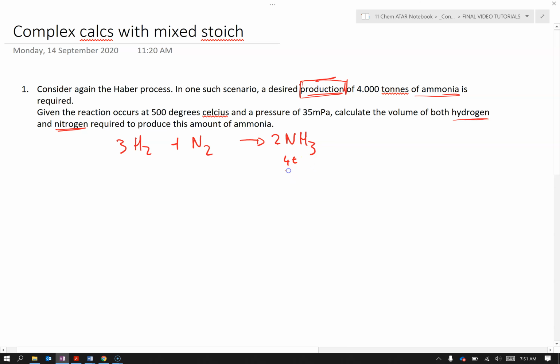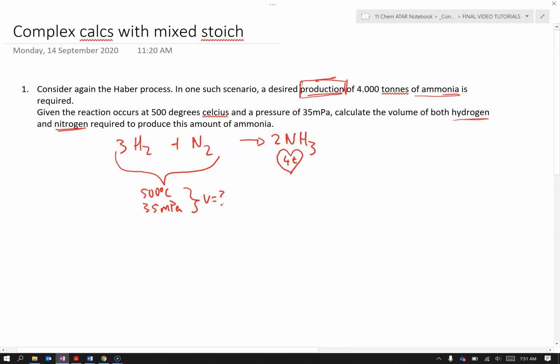Oh, I should put a love heart around that because it's desired. This is what we desire. This is what we would love. But we don't get that. That's not what we're asking. We're asking this. These are at 500 degrees Celsius and at a pressure of 35 megapascals. And we are trying to use this information to calculate the volume of each of these gases.